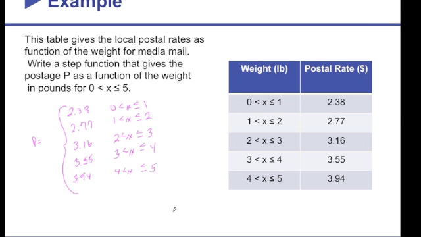So we might ask the question, let's say we have a package that weighs 3.27 pounds. How much would the postage rate be? Well, that's between 3 and 4 pounds, so the postage rate would be $3.55. Notice there's only one answer for that, because we look at where this x fits in the domain, and then we only use that piece.